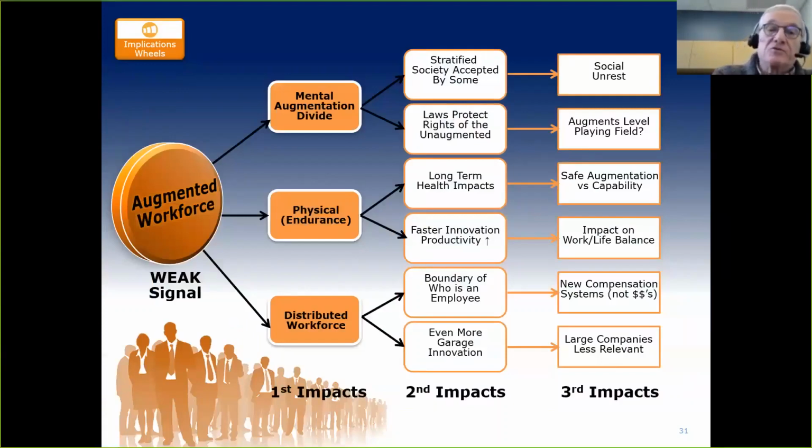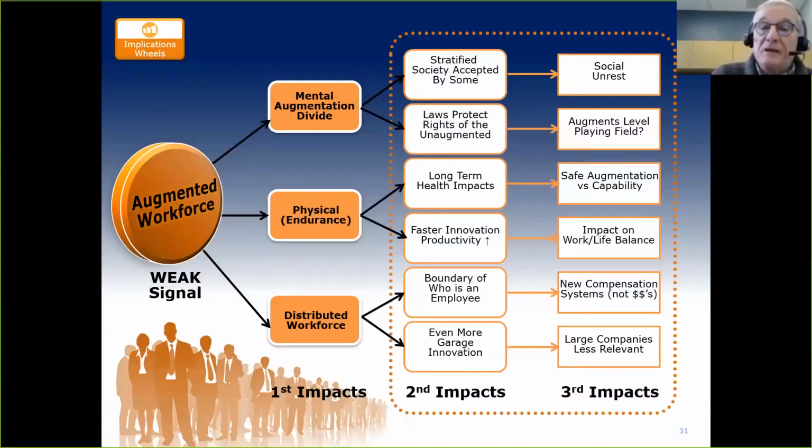For example, there's one tree down this branch that goes, well, you have a greater mental augmentation divide, leading to a need for laws to protect the rights of the unaugmented? Or would it be used to level the playing field? You really don't know. They're not predictions. You're exploring alternatives that might happen. And you do this for all of your weak signals in this project. Another project I had, we had experts come in and talk about some of them. But when you're all done, you have maybe 10 of these from each of those 50 or so signals and trends.